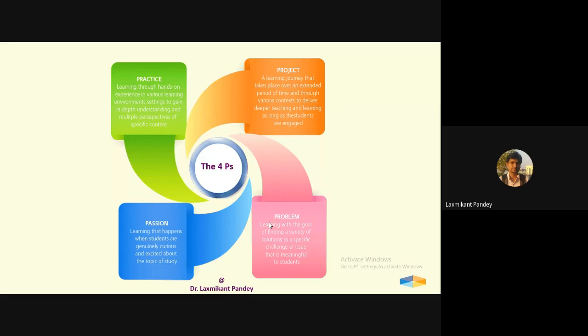They are learning through hands-on experience in various learning environmental settings to gain in-depth understanding of the subjects, and the passion for learning and problem-solving ability. So the learning is with the goal to find a variety of solutions to a specific challenge or problem. So problem-solving ability you are going to develop among the students, and the project is a learning journey that takes place over an extended period.